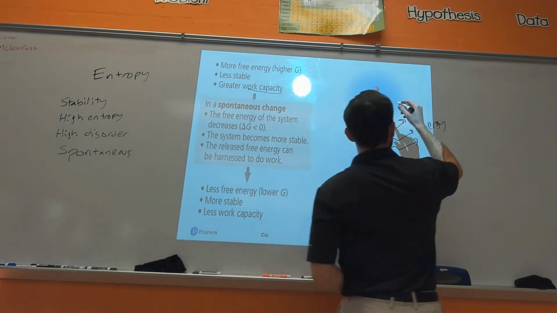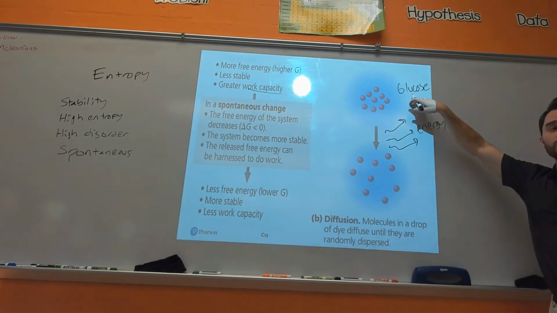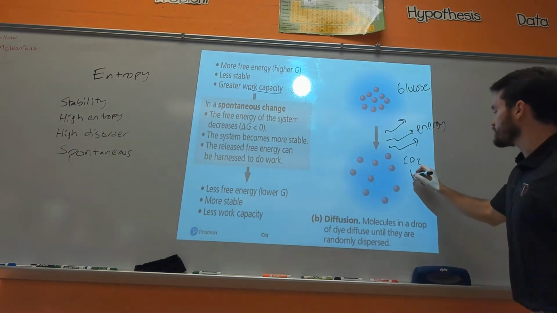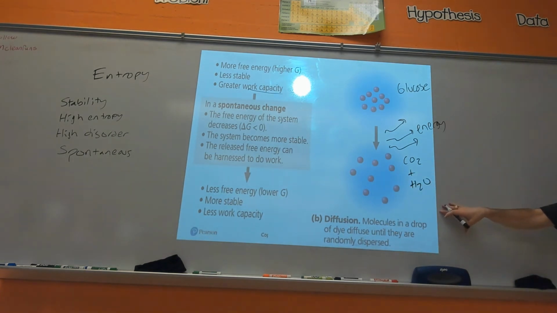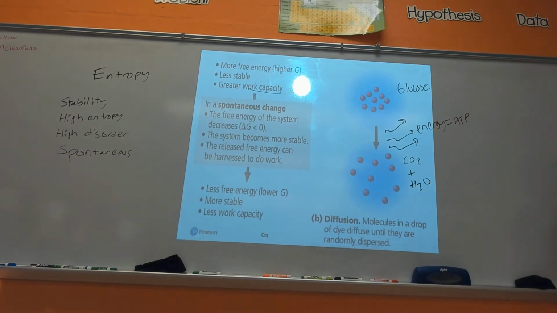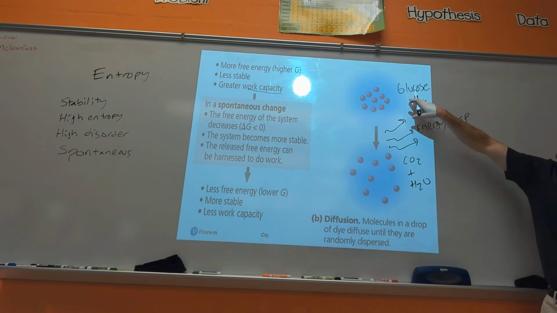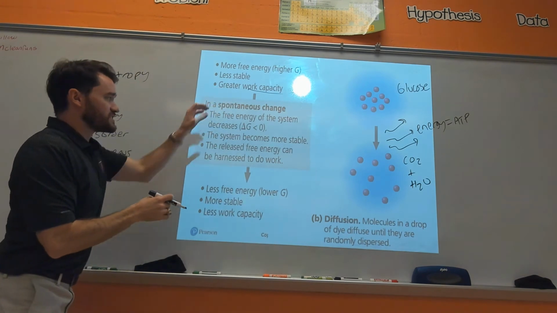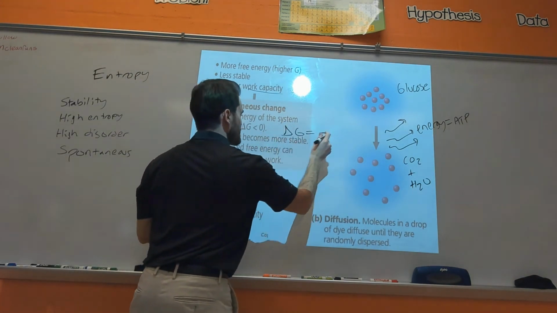So this could be glucose. We do cellular respiration, and you're releasing this into smaller molecules, like CO2 and the water that gets released from the glucose being broken down. And then this could be the ATP. That's kind of what this has to do with overall metabolism. This would be a more ordered state, glucose. Glucose naturally wants to be broken down. It's a polymer. It's all organized. It naturally wants to be broken up into the smaller monomers that make up glucose. And then you can harness that energy. So this is a spontaneous change. Again, spontaneous change, think delta G is negative.